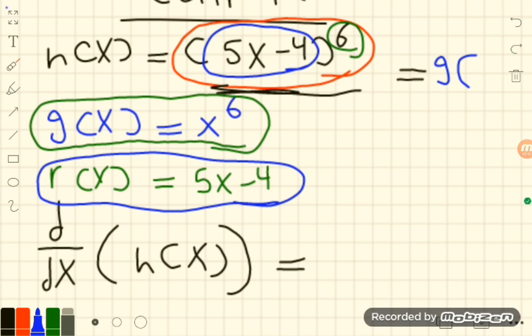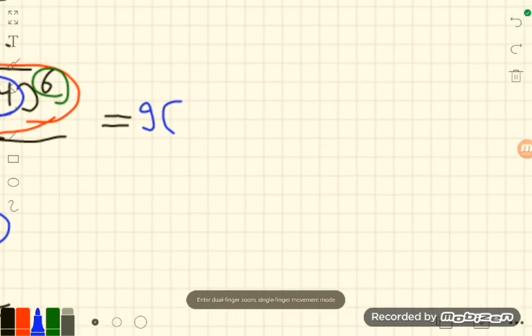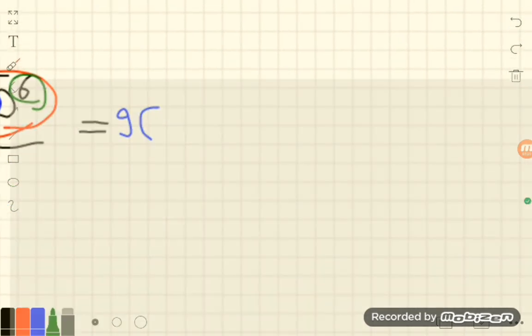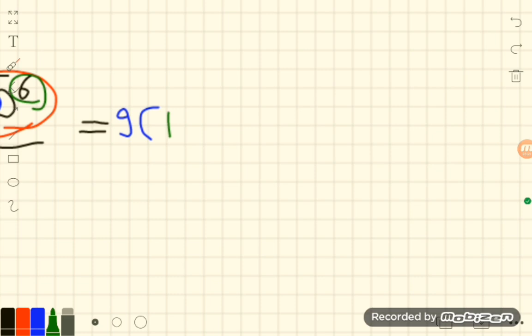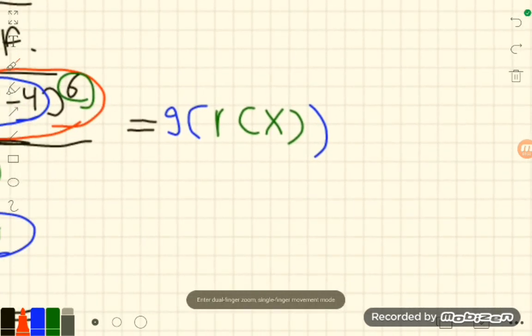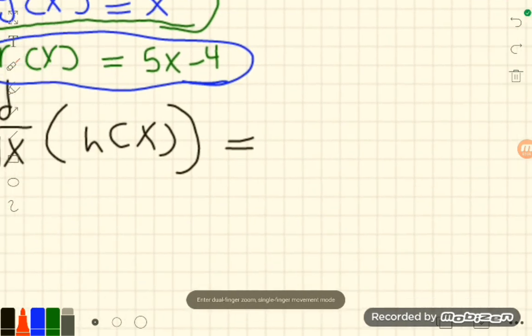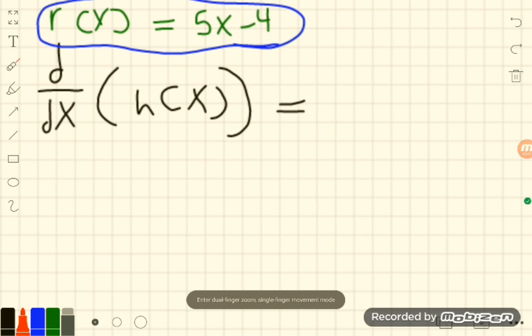So I can write this in a different way. That means h of x is equal to g of r of x. Now this is exactly what you need to figure out to differentiate, because the chain rule will now be applied. So let us just replace h of x with what we figured out.